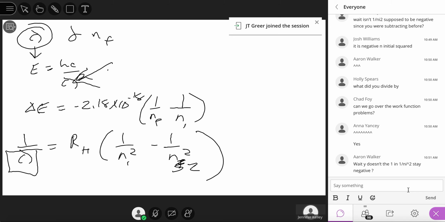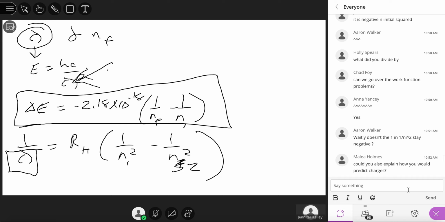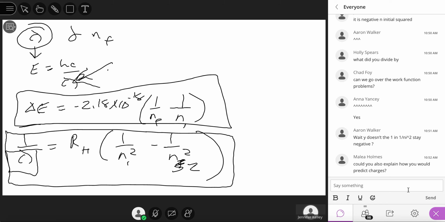So either one of these equations, this one can give you energy, and then you can go from energy to wavelength or energy to frequency. This one you can get wavelength, and you can go wavelength to energy or energy to wavelength. So these two are related by this.